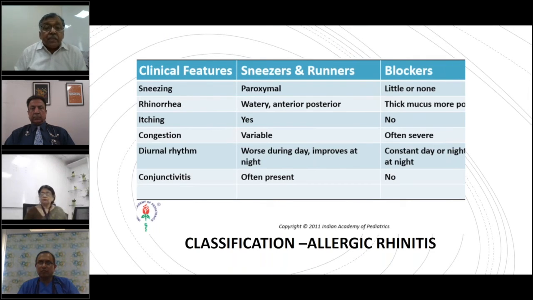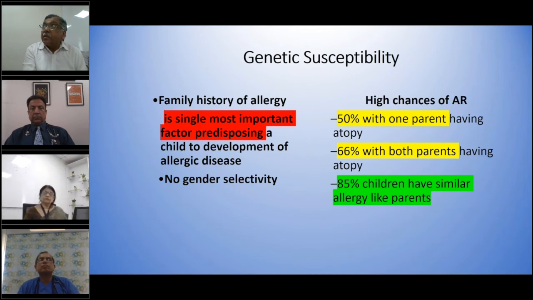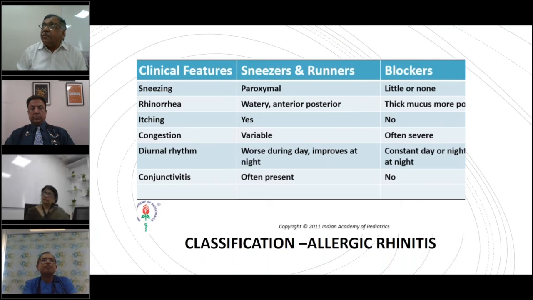Now, there are two types of presentation. One is the sneezers and runners, and the other is the blockers. In the sneezing and running variety, you have paroxysmal attacks. Blockers have little or none of that. Rhinorrhea, a watery nose, is seen in sneezers, while thick mucus plugs are seen in blockers. Itching is very common in sneezers, but generally not there in blockers. Congestion is variable in sneezers, while blockers have severe congestion. Diurnal variation is more commonly seen in sneezers; in blockers, it is there day and night. Conjunctivitis is seen in sneezers; in blockers, it is generally absent.